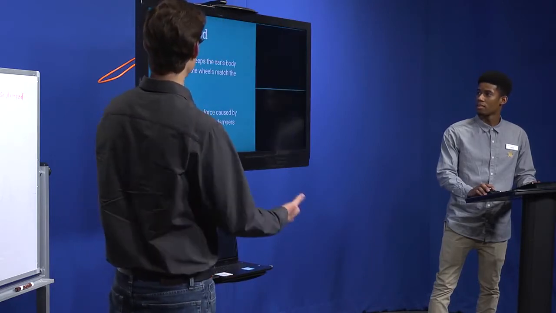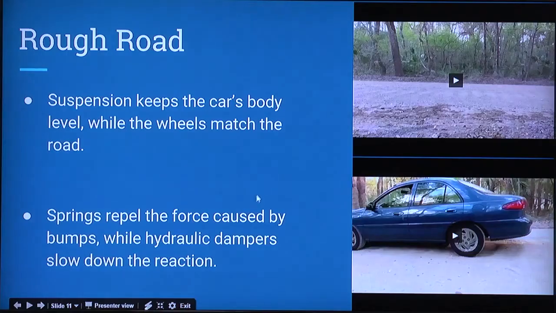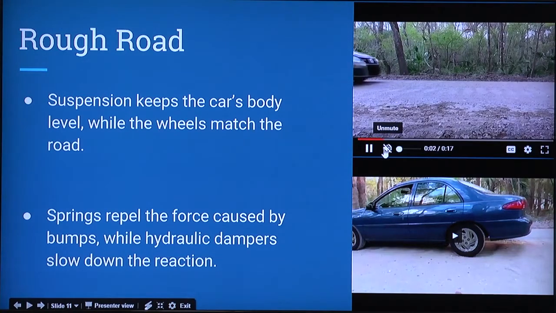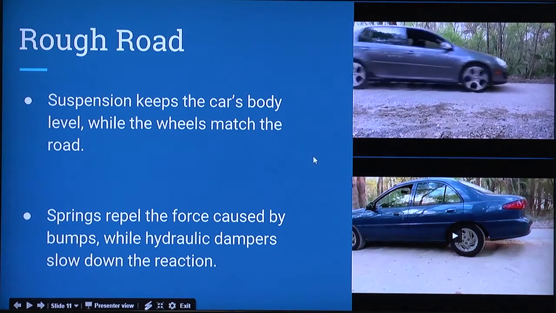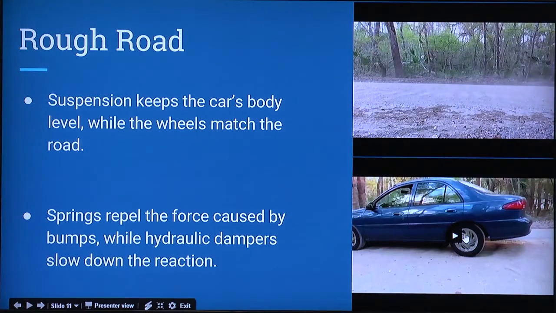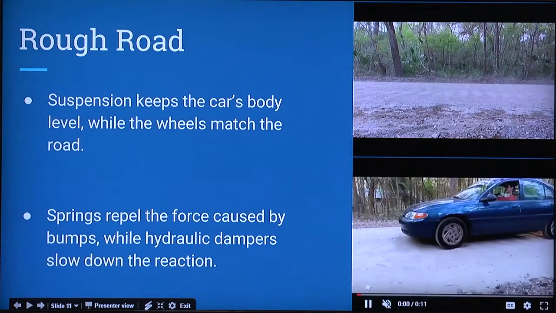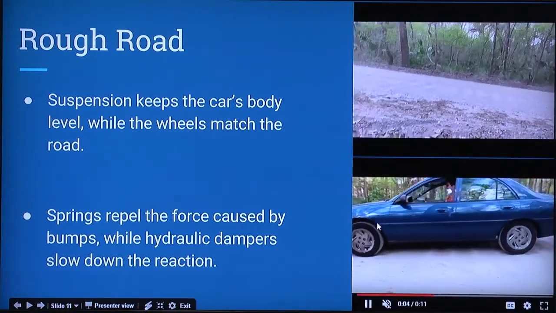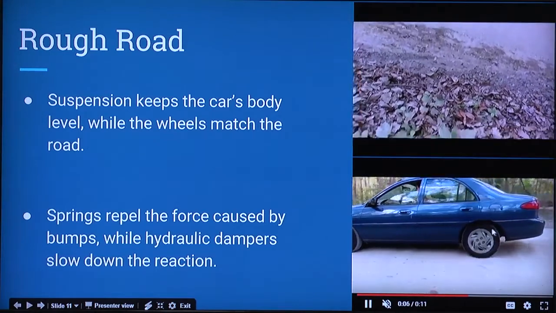And then from now on, we did some experiments to model just how suspension will work in some real-life situations. In this top video, you can see on rough road, the car sailing across this very bumpy road, it looks pretty stable while the wheels are jostling around. On the bottom video, you can see I'm going a little slower, and you can see the wheels rocking up and down while the body of the car stays fairly level.